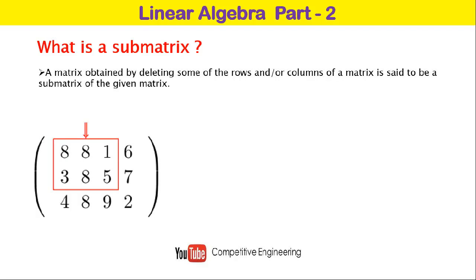So here is a 3 into 4 matrix, that is, it has 3 rows and 4 columns. I am deleting the last column, that is 6 7 2, and the last row, 4 8 9 2. So I will get a 2 into 3 matrix, which is marked in the red box. That is a 2 into 3 submatrix of the main matrix. In a similar way, I can delete the first column, that is 8 3 4, and I will get a 3 into 3 matrix. That is a different submatrix.